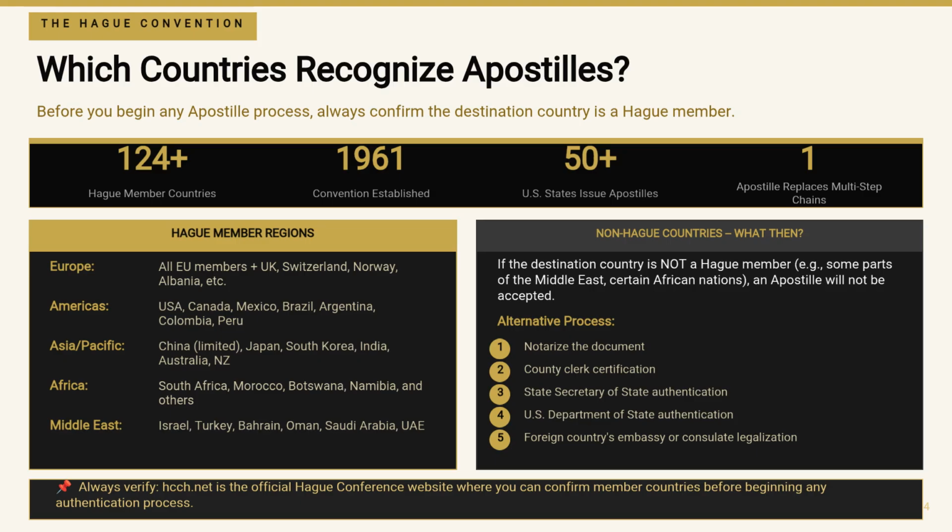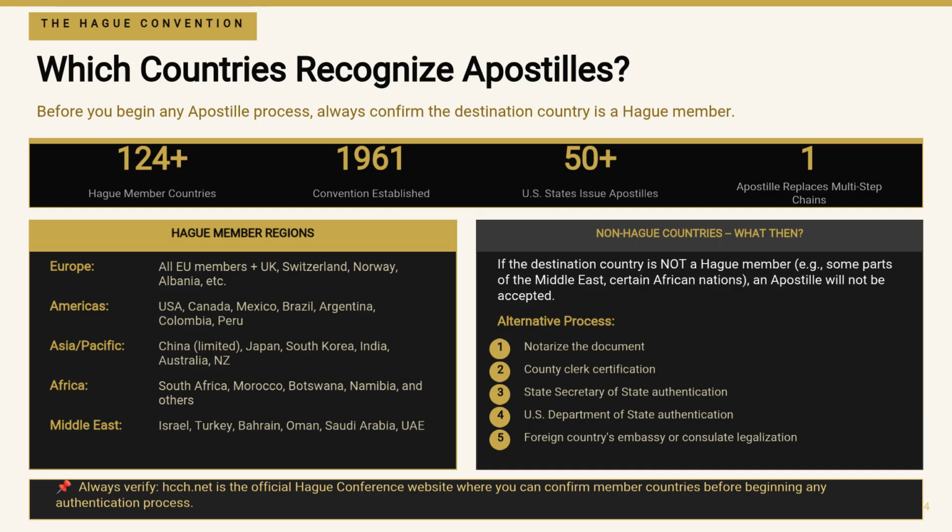Understanding your client's situations is what allows you to serve them competently and professionally. Here's something that trips up a lot of people at the beginning of an apostille request. They assume all countries accept apostilles. They do not. The apostille process only applies to documents going to countries that have signed the Hague Convention. Over 124 countries are members, which covers most of Europe, the Americas, many parts of Asia, and several African and Middle Eastern nations. But there are notable gaps.